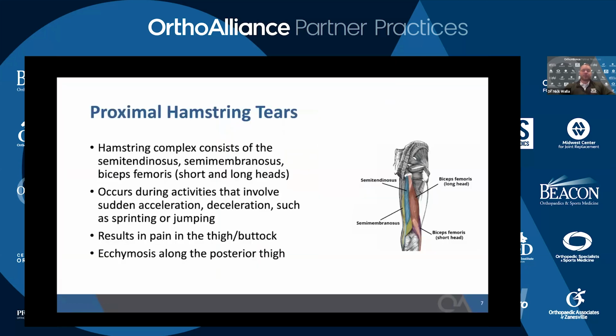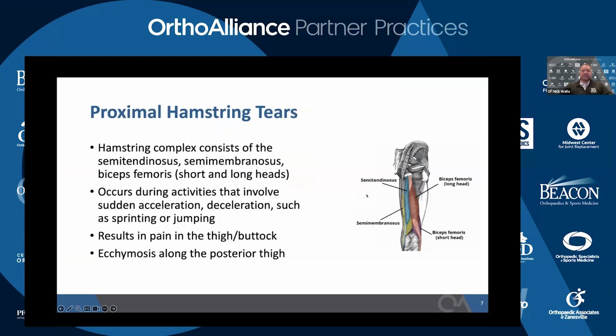So there are different varieties of hamstring tears, and everybody's heard about them. The majority of these issues, a hamstring strain or a tear, usually involve the muscle belly. There are different muscles that compose the hamstring. It's a complex of muscles called the semitendinosus, semimembranosus, and the biceps femoris, which has a short and a long head to it. They're highlighted in this picture here.